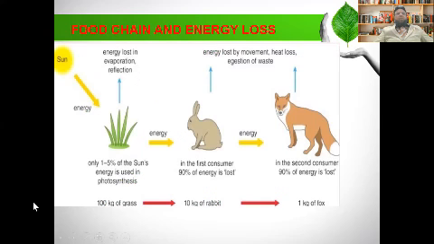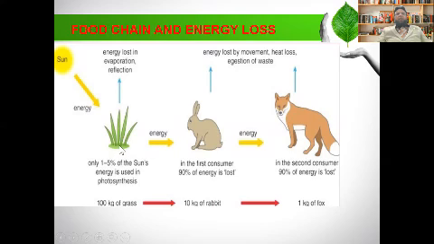Now here you can see the plant. You see they are getting energy from the sun, and 1 to 5% of the sun's energy is used in photosynthesis, by which the plant makes its own food, because the plant gets energy from the sun, water from the soil, and carbon dioxide gas from the atmosphere.